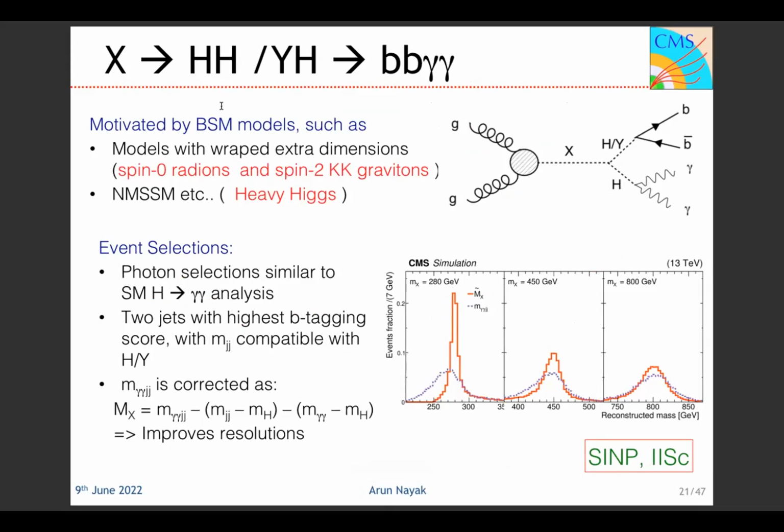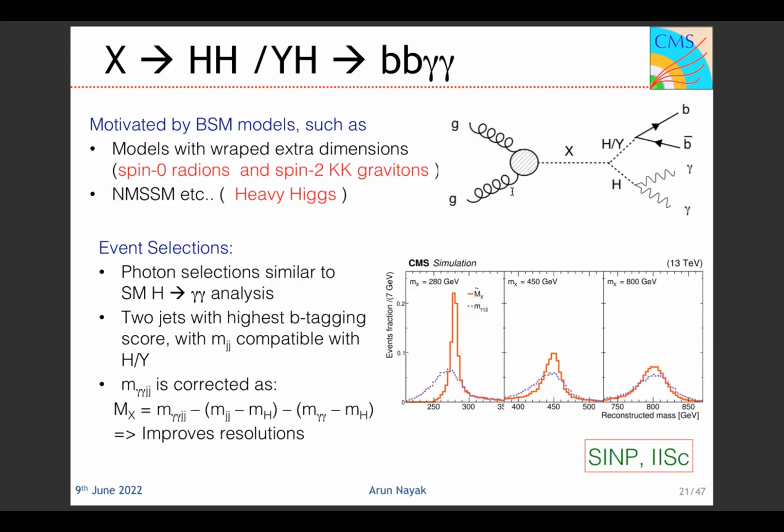Okay, so these searches are mostly motivated by, say, BSM models, where you can have extra dimensions producing spin 0 radions or spin 2 gravitons, or also, you know, NMSSM models, where you can have a heavy Higgs which can decay to lighter Higgs bosons. So these are the kind of production modes. In this case, you consider 2 b-quarks coming from one of the Higgs and 2 photons coming from the other.